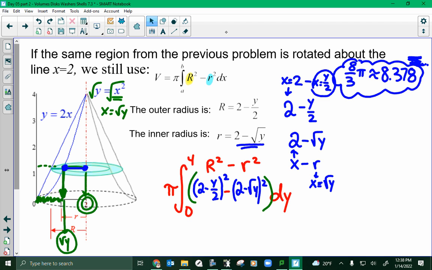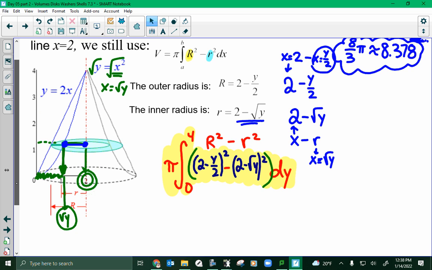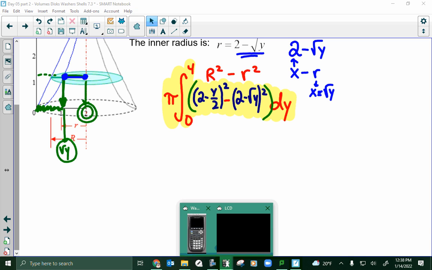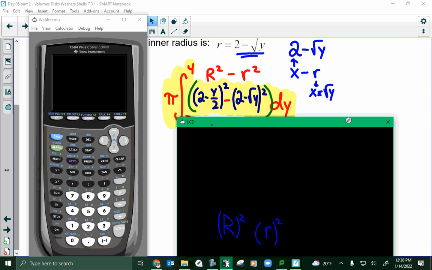All right. So anyways, I'm going to put this in the calculator just like this. I don't need the r's anymore. And in the calculator, we don't have y's used as variables, so I'm just going to put x's where those y's are. And let's see if we can come up with that 8 over 3 pi, or that 8.378. This is going to be good.